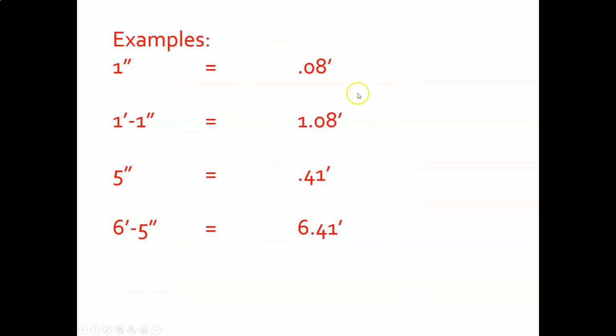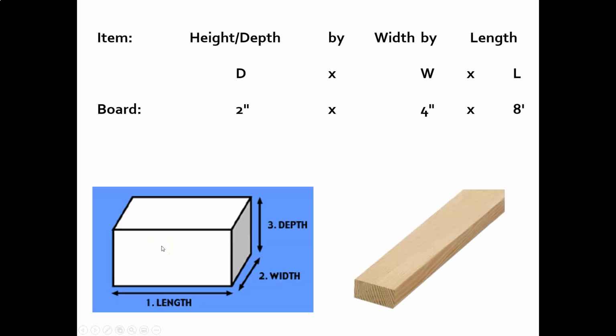Okay, so examples: 1 inch equals 0.08. 1 foot 1 inch equals 1.08 feet. Okay, 5 inches equals 0.41. 6 foot 5 equals 6.41 feet. I'd say 6.41. Okay. All right.